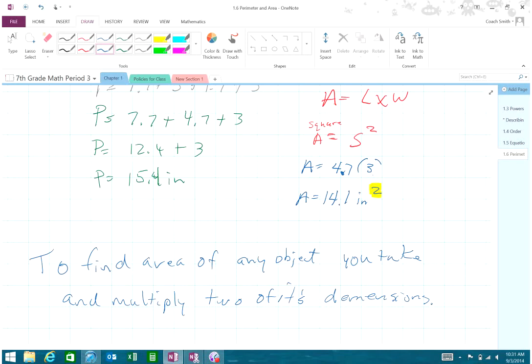So think about this. That means there's 144 squares in this room. 12 by 12. 12 going this way, 12 going that way. The area would be 144. That's squares. So if there's 144 squares in each room, that's a lot of squares.